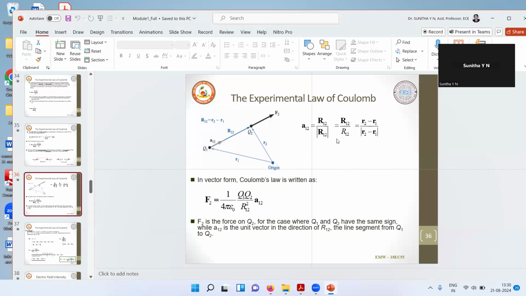So why should we learn this unit vector? Because in Coulomb's law, which we have stated, if you want to express the force direction, then you require a unit vector. If you multiply the force definition by a unit vector, the force becomes a vector representation. This is what we call the vector representation of Coulomb's law, stating the same expression, which is Coulomb's law in vector form.